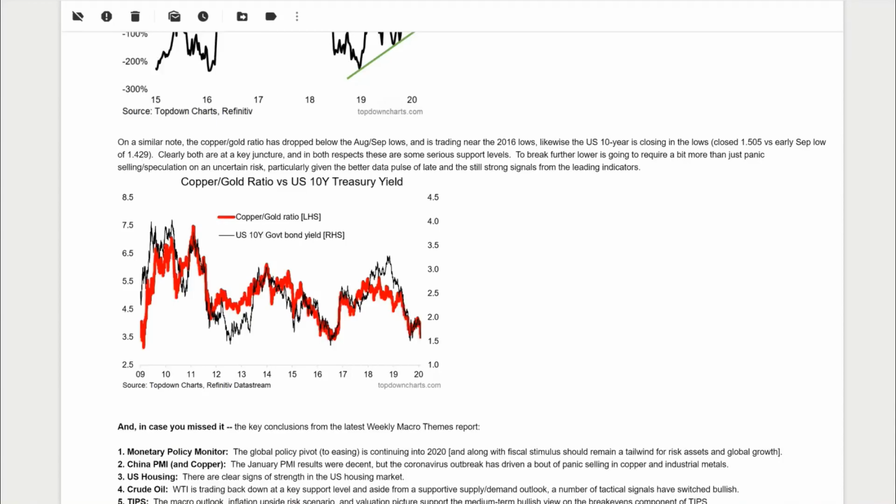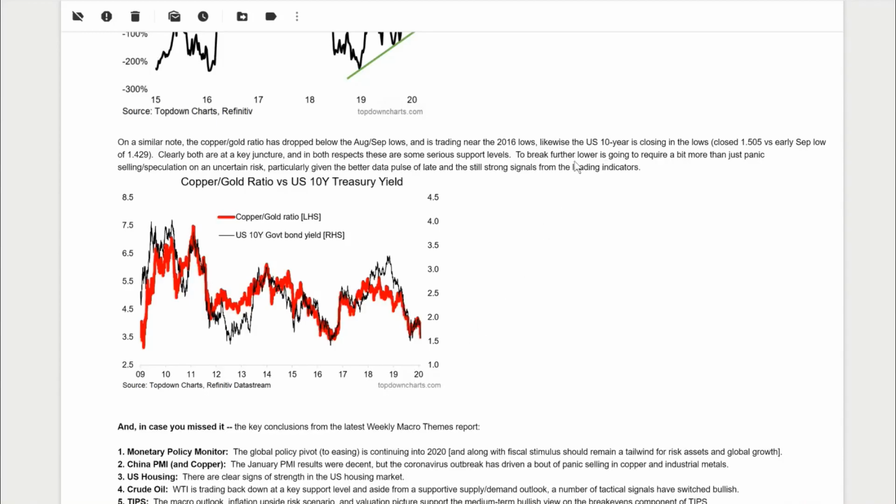And then on a similar note, the copper gold ratio, as I noted, has dropped back to the August-September lows and is trading near the 2016 lows. So this is quite a significant move really. And likewise, the 10-year yield is closing in on the lows, closed at 1.505 last week against the September low of 1.429. Clearly both are at a key juncture. This is a key support level, very major support levels.